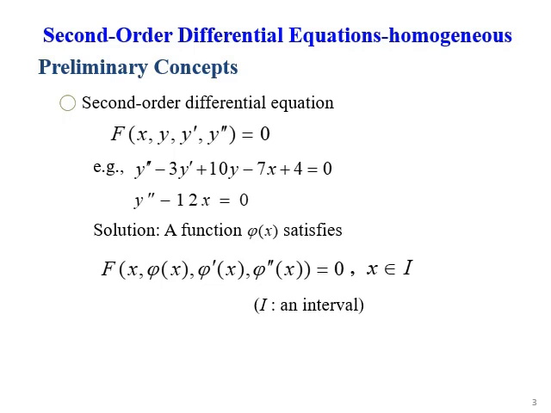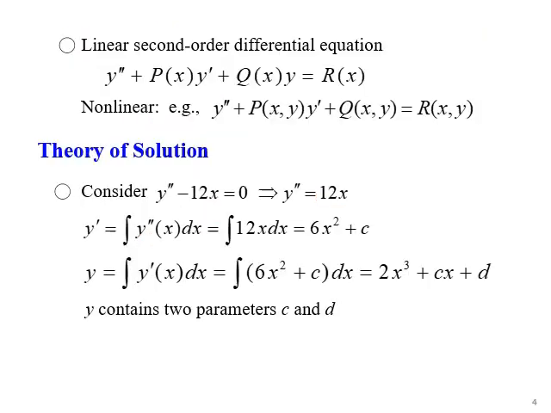If you want to represent the function, you will say it contains x, y dash and y double dash. An example is this function: y double dash minus 3y dash plus 10y minus 7x plus 4 equals 0. Sometimes the function doesn't have y dash or y or the constant. It doesn't matter, since we have y double dash, this means it is a second order differential equation. Solving this equation means finding y, our subject.